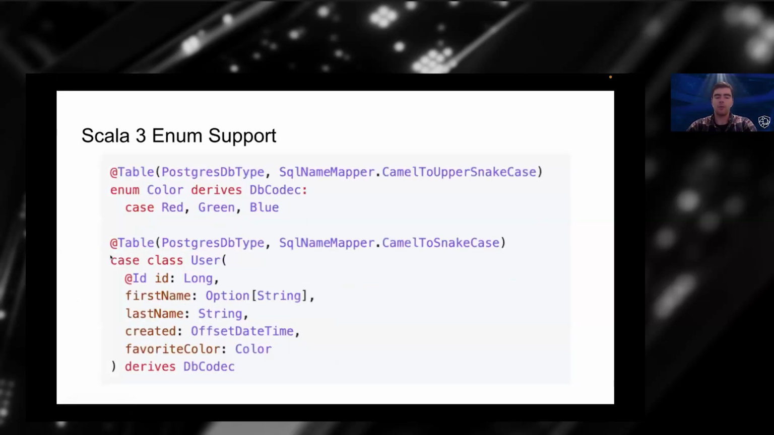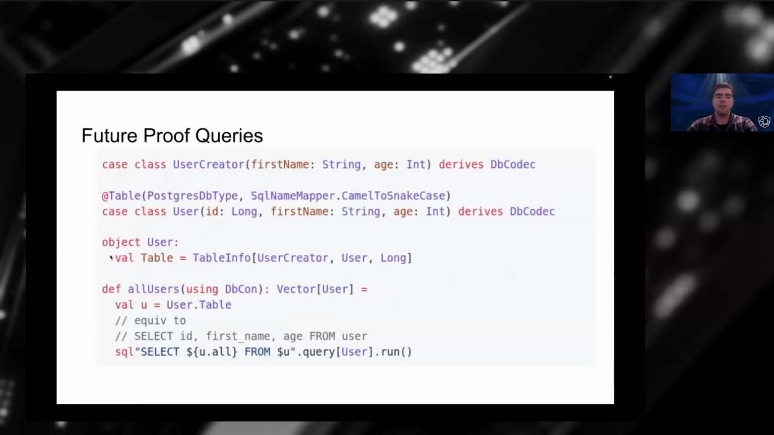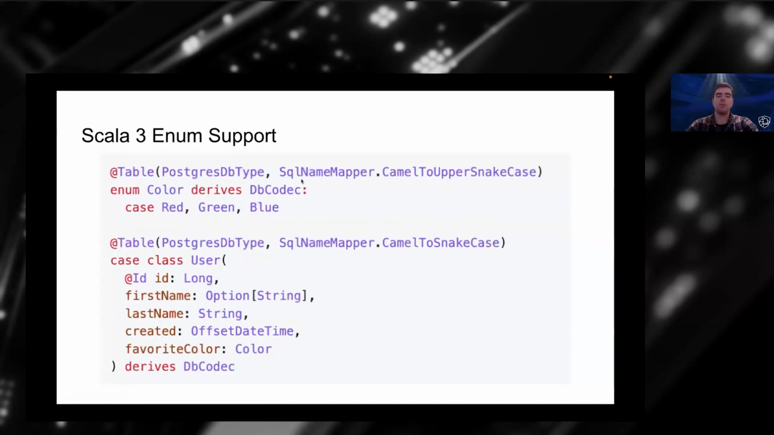Yeah, so it supports Scala 3 enums. There are different type classes that you can import, giving you different behavior, whether it's a Postgres enum or you want to serialize it to a string. And you can take a look at the Postgres module.